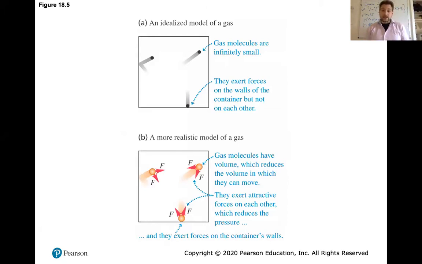An idealized model of a gas is point particles, infinitely small, that exert force on the walls of the container, but not on each other. An actual, more realistic model needs to include the interactions that those molecules have with each other. But for our purposes here, we'll stick with the ideal version.